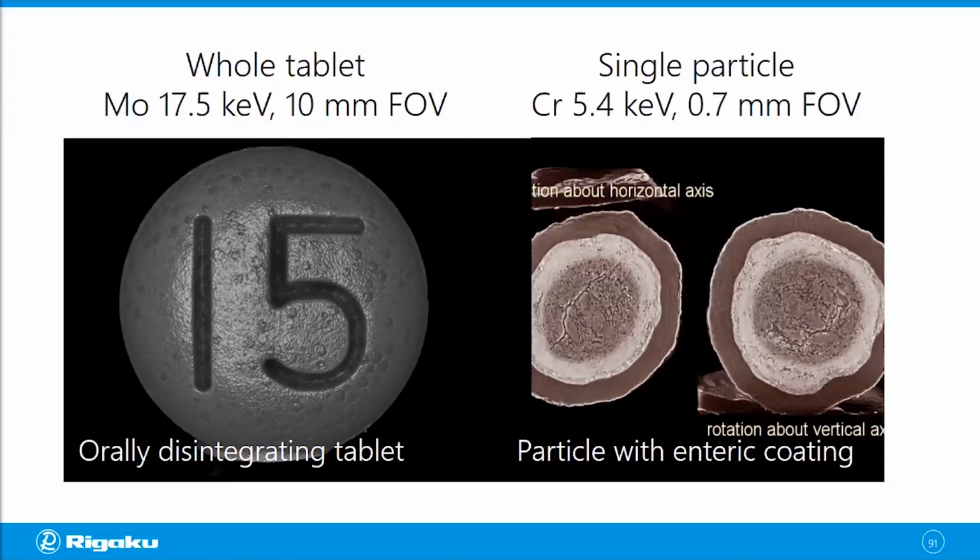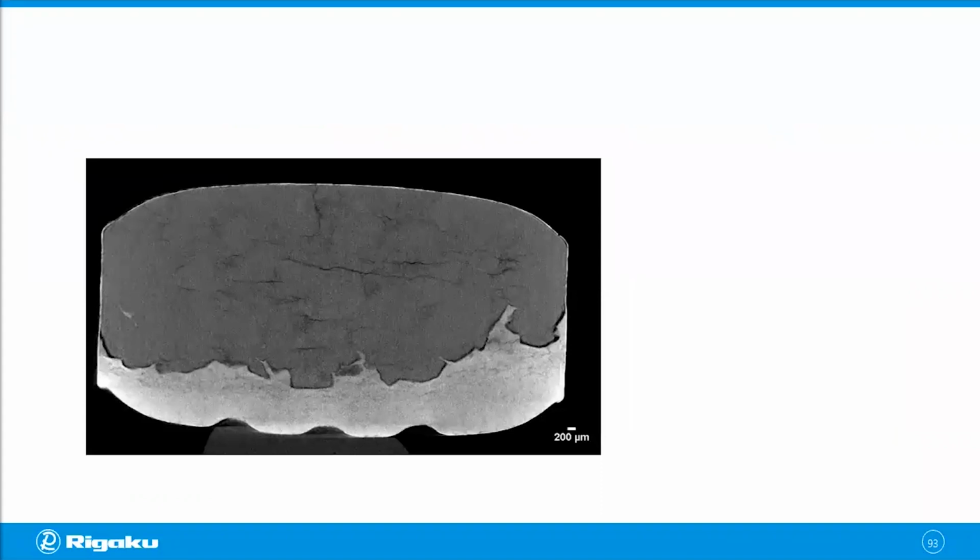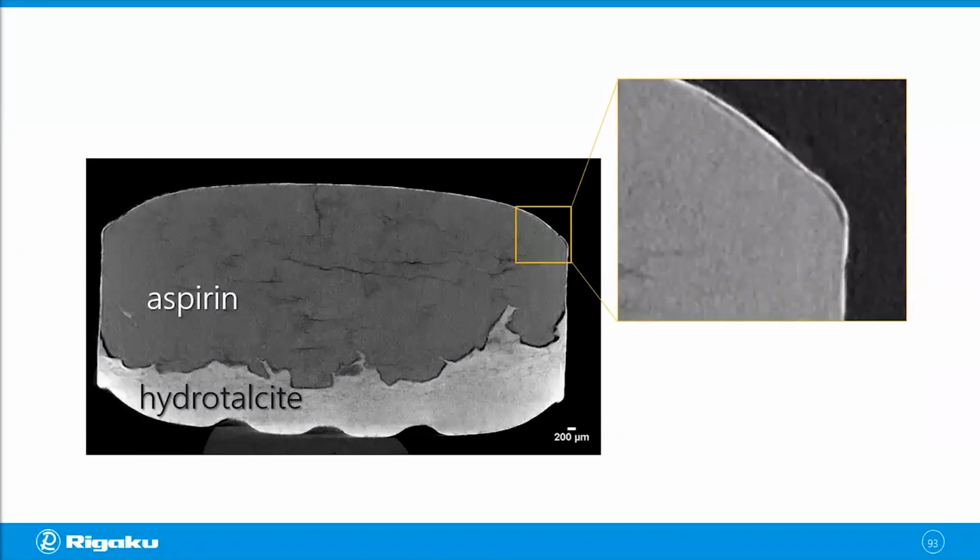Okay, so let's take a look at some tablets. This one is an aspirin tablet. So you have aspirin, and you also have hydrotalcite layer. And you can see that the hydrotalcite layer thickness changes quite a bit, and you have some cracks inside too. If you look at this corner closely, you see about 50 micron thick coating and up to 90 micron size gap. So you see delamination of the coating in this case. And this type of detail can be easily observed by using X-ray CT.